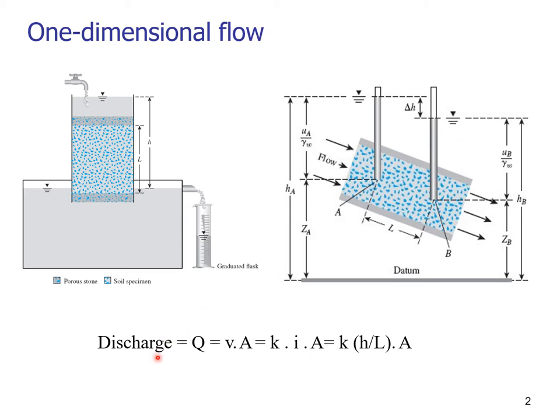Moreover, discharge is equal to V into A, or you can say the discharge is equal to K times I into A, where I is the hydraulic gradient, that is H over L. Here V is the velocity of flow and A is the area of the flow, that is the area perpendicular to the direction of velocity.